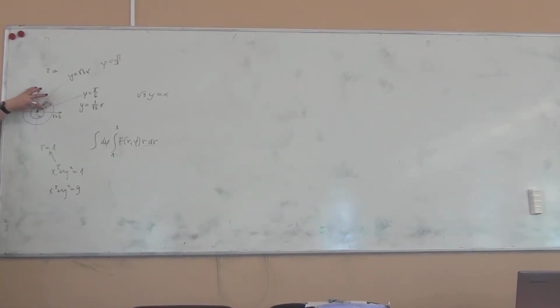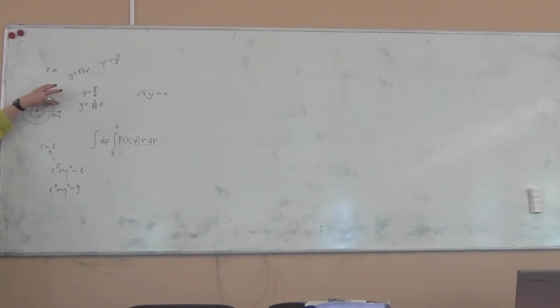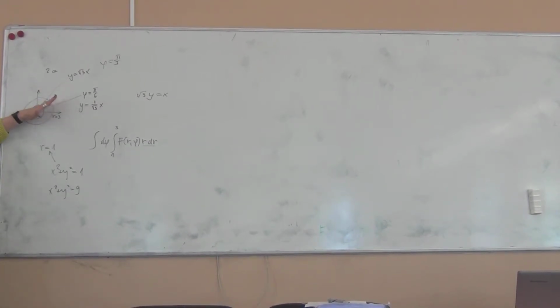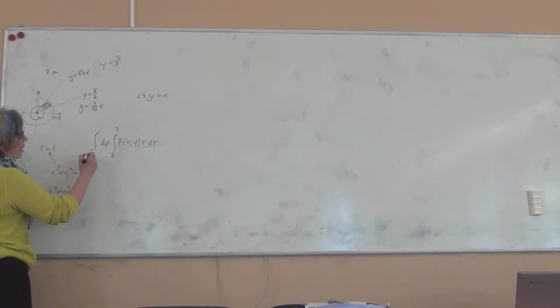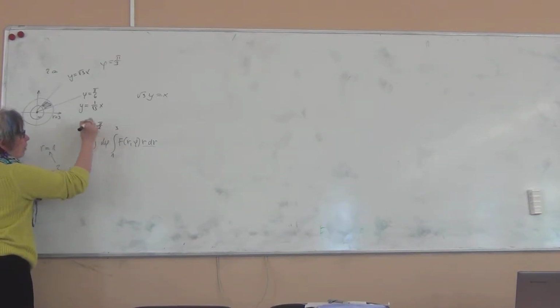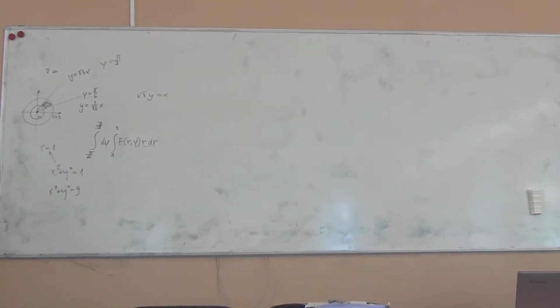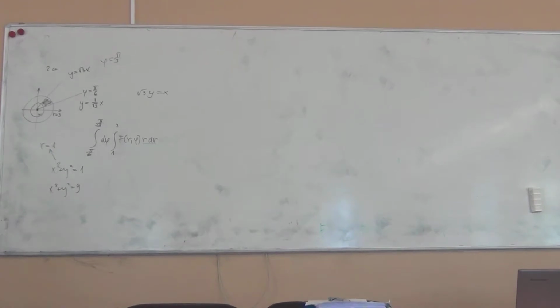R goes from value 1 to value 3 for all the angles between these two. So we integrate by d phi from pi over 6 to pi over 3. So this is actually a pretty simple, a pretty straightforward integral.